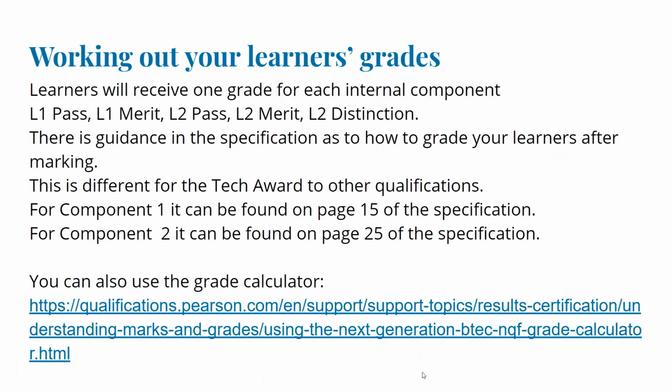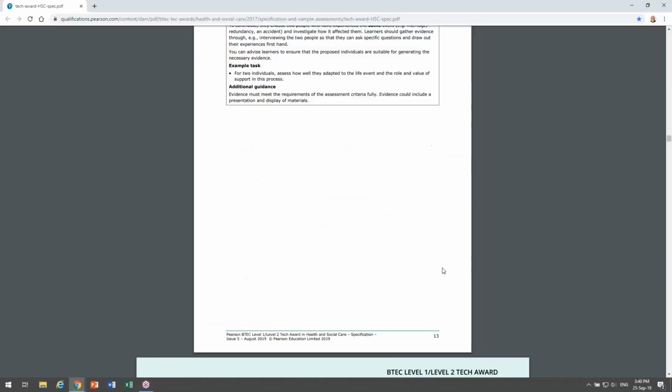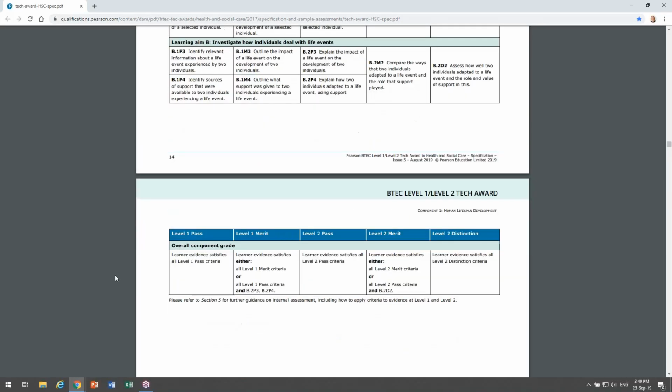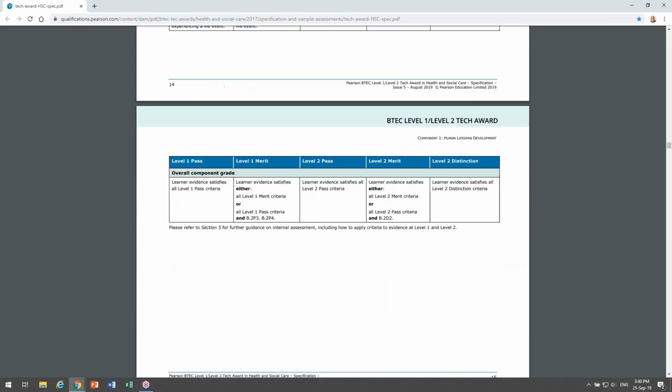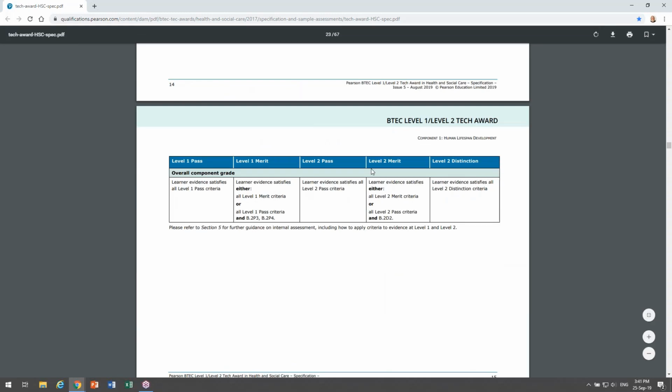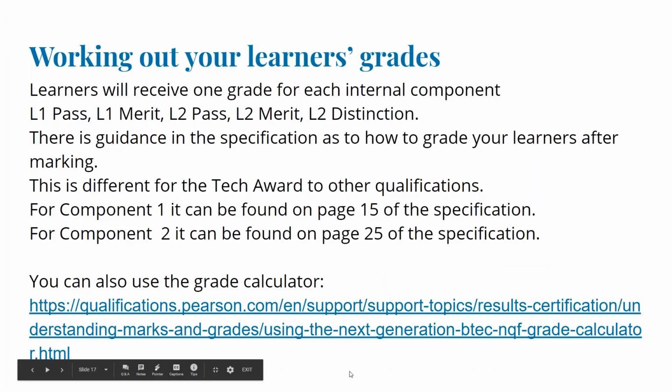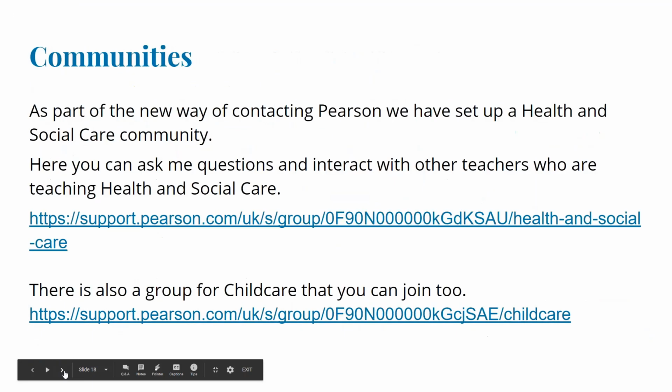Okay, just really quickly, we've already looked at each of the components about grading. The grading box tells you how the student will be graded. To get a level 2 pass, the learner has to satisfy all the level 2 pass criteria. So if you look up here, that means they've got to describe growth and development, and the impact of the life stages. That's the way you're going to work out how it works. And when you've got an overall grade, you can then use our grade calculator. That's all up and running.